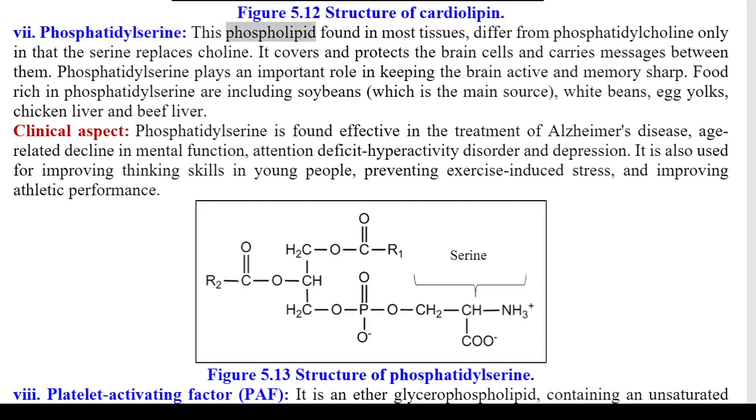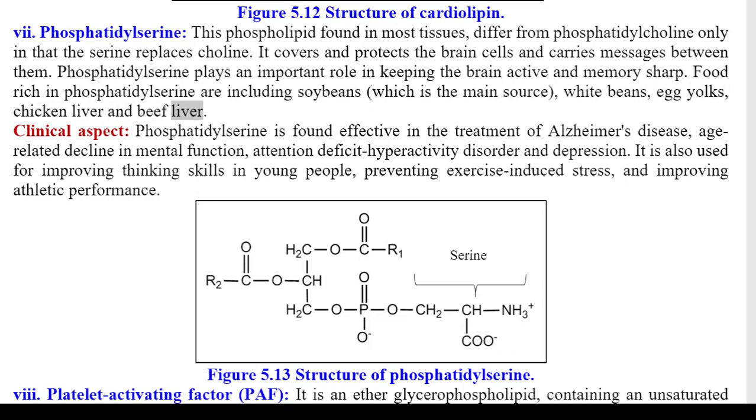7. Phosphatidylserine. This phospholipid, found in most tissues, differs from phosphatidylcholine only in that serine replaces choline. It covers and protects the brain cells and carries messages between them. Phosphatidylserine plays an important role in keeping the brain active and memory sharp. Foods rich in phosphatidylserine include soybeans, which are the main source, white beans, egg yolks, chicken liver, and beef liver.